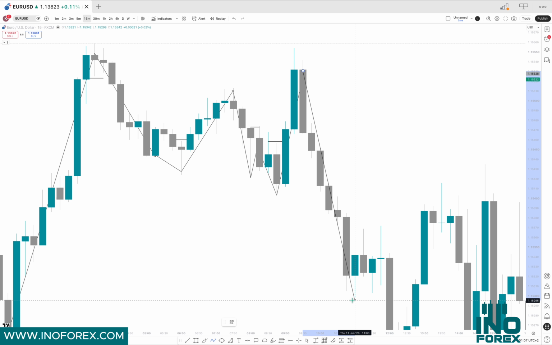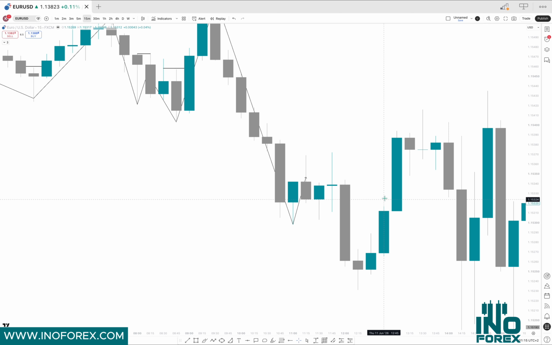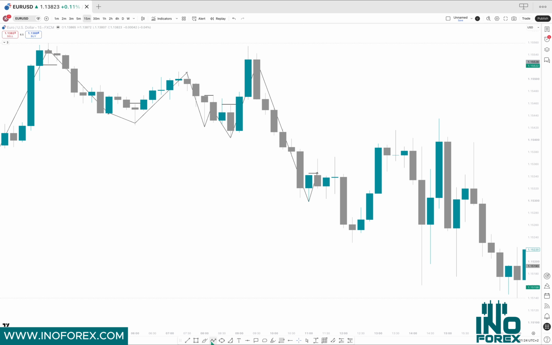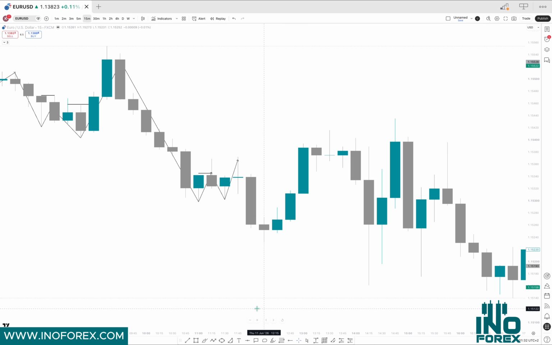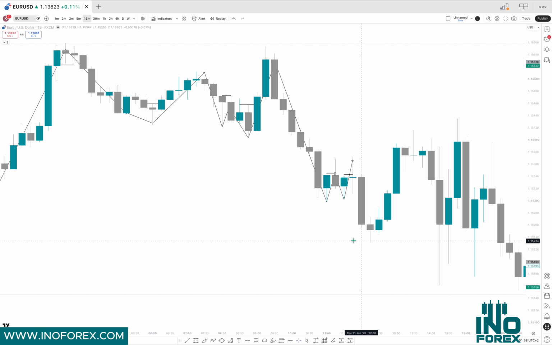Again, market pushes to the downside and creates another pullback. This is a valid pullback. Why? Because market breaks a previous candlestick high. Again, market pushes to the downside and creates another pullback. This is a valid pullback. Why? Because again market here breaks a previous candlestick high.